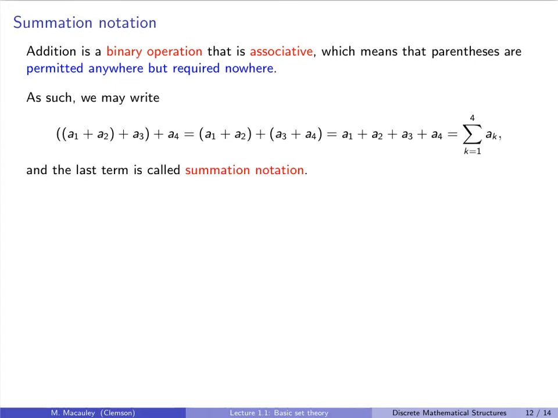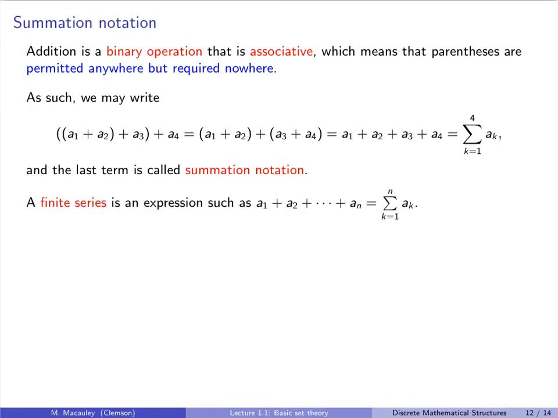So as such, we may write something like (a1 plus a2) plus (a3 plus a4) equals a1 plus a2 plus a3 plus a4. Because we don't need parentheses, we can just write that as a1 plus a2 plus a3 plus a4, and we can use a concise notation. This is called summation notation. We say it's the sum of a_k from k equals 1 up to 4, so a1 plus a2 plus a3 plus a4.